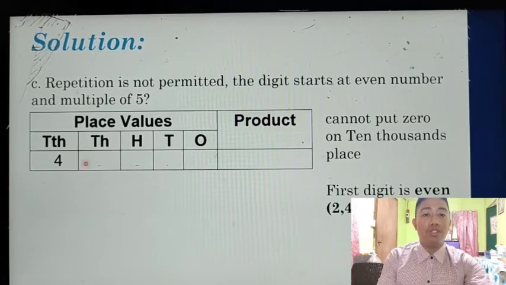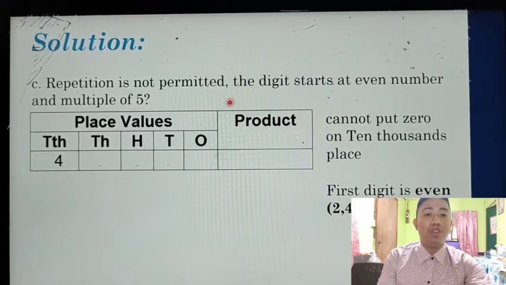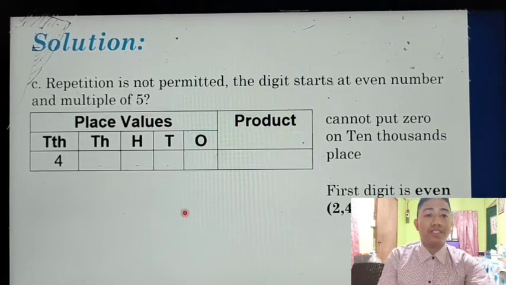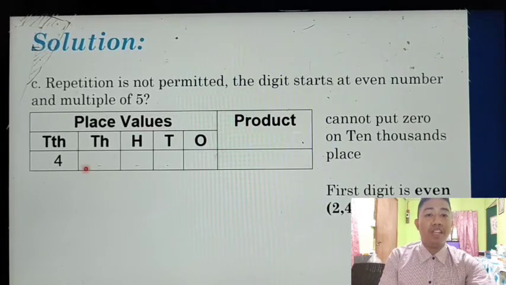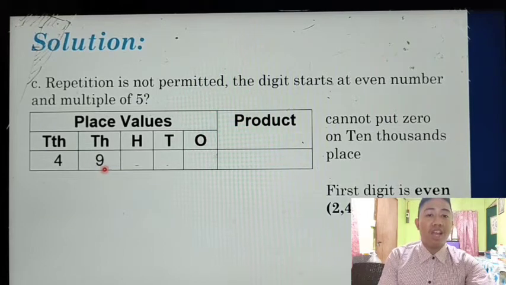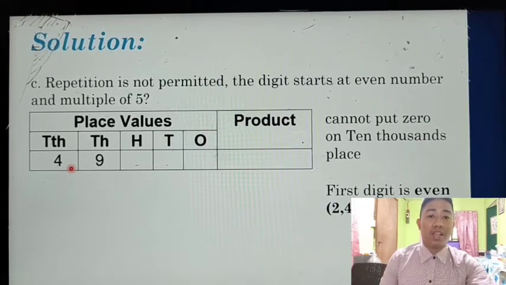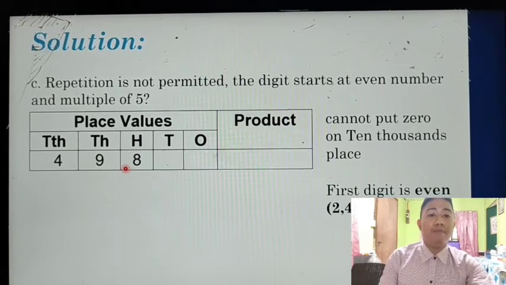Okay, let us proceed to the thousands place. Since repetition is not permitted, we can use any digit from the even digits 2, 4, 6, 8, and 0, so we can use the 0. So we have 9, except the one number which was chosen at the 10,000th place. Repetition is not permitted, so 9 minus 1 gives 8, and 8 minus 1 is 7.